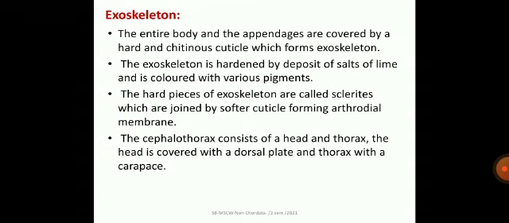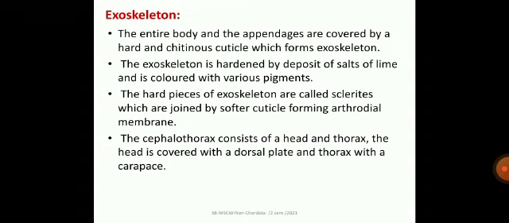Chitin is actually a chemical substance which is formed of nitrogenous polysaccharide. So here the exoskeleton will have chitin as well as protein in it. The exoskeleton is hard, hardened by deposit of salts of lime, and is colored with various pigments. The hard pieces of exoskeleton are called sclerites, which are joined by softer cuticle forming arthrodial membrane.